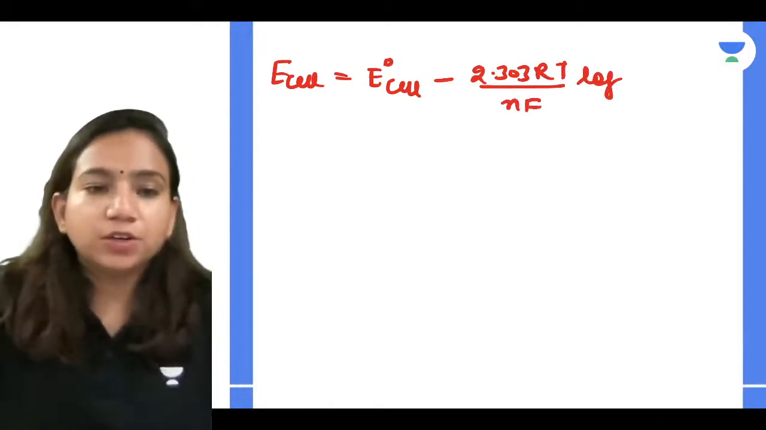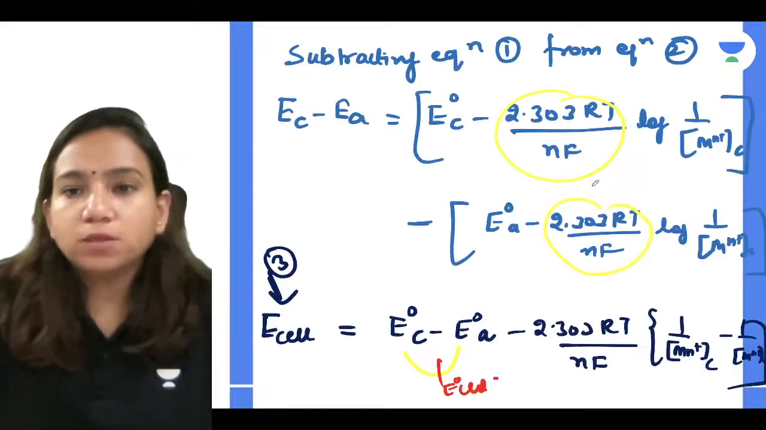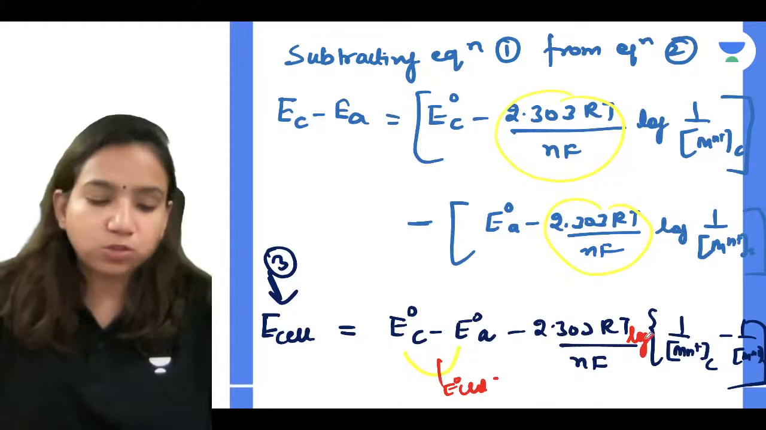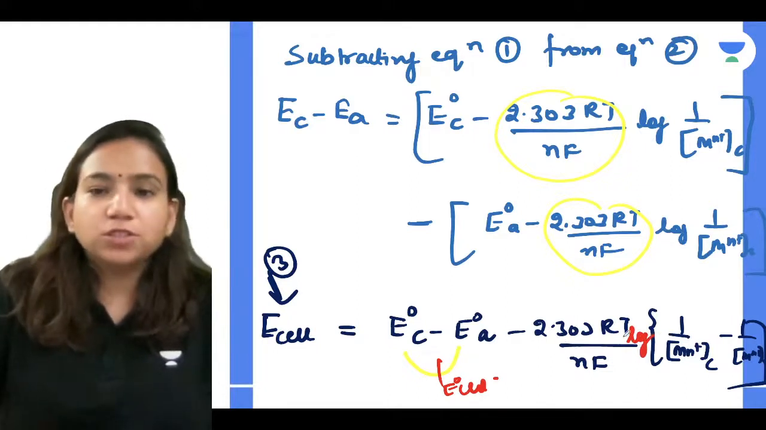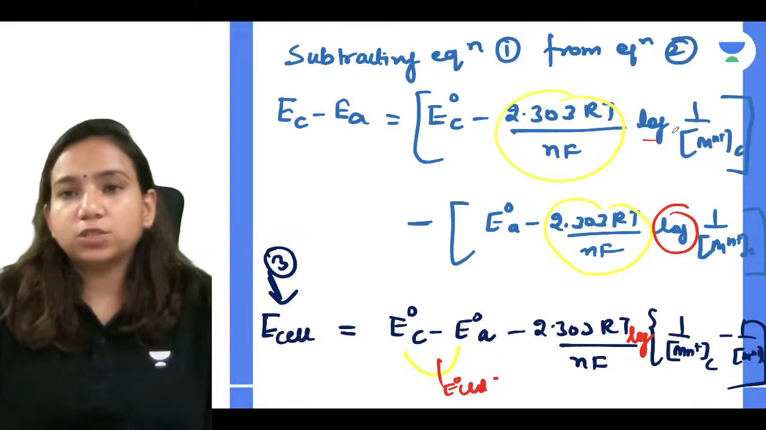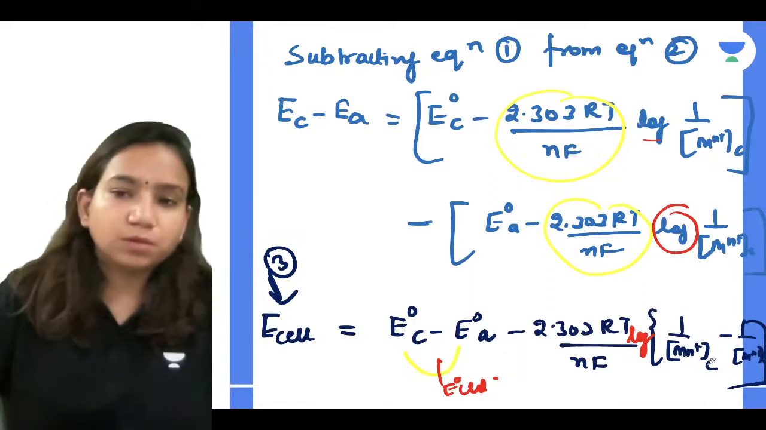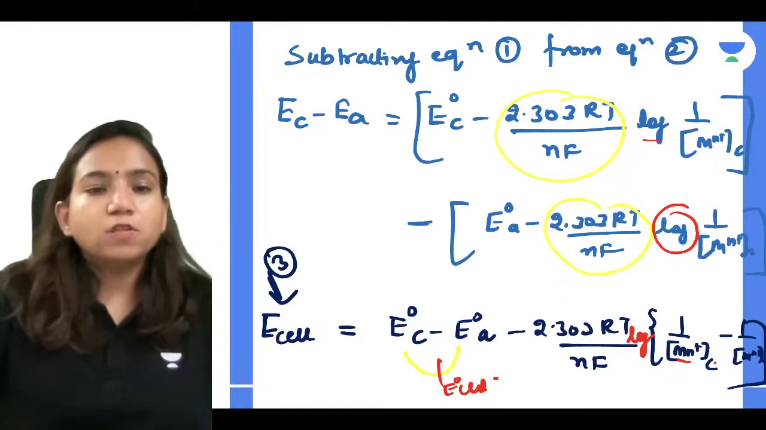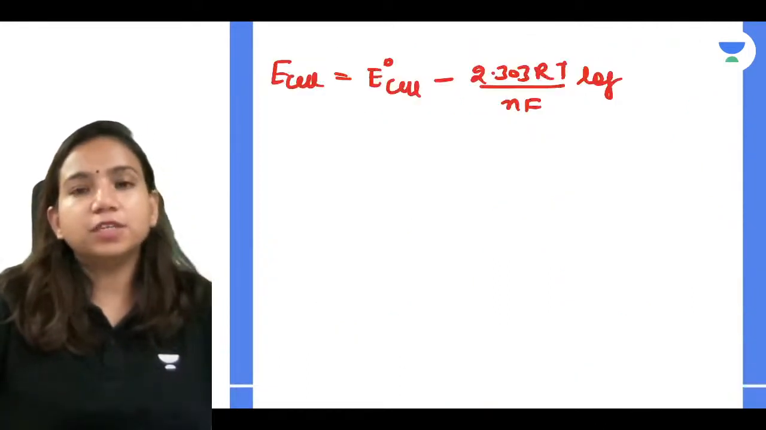Now, I was having a common 2.303 RT by nF log, so this I skipped. 2.303 RT by nF log is common in both the terms. So log 1 upon concentration of ion cathode minus concentration of ion anode. Now all of you know some of the identities related to log. Tell me.